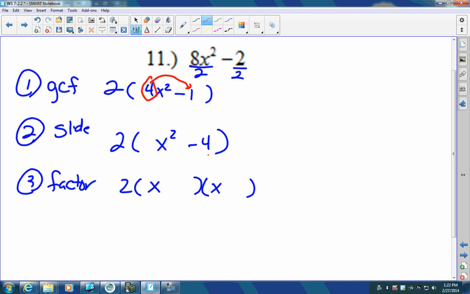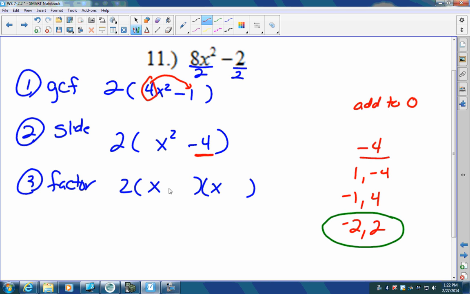I need the factors of negative 4. What do my factors need to add up together to be? That middle term. Is there a middle term? There's not an x, is there? So you want the factors that add up together to give you 0. The factors of negative 4 are 1 and negative 4, negative 1 and 4. What else is there? Negative 2 and 2. Which ones add up together to give you 0? Those. So then I have minus 2 and plus 2.